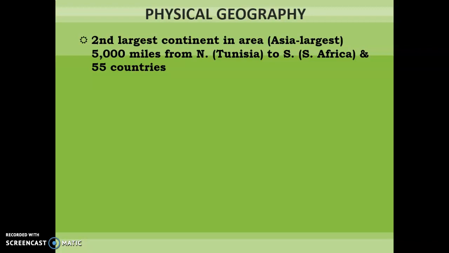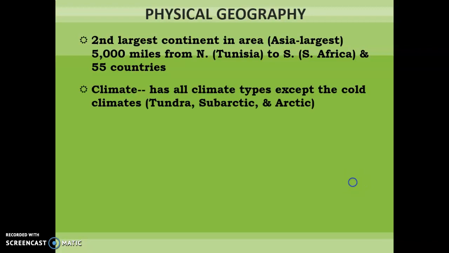All right, so let's talk about the physical geography of Africa. And again, we are big, broad scoped. We're not going to get too specific. But Africa is the second largest continent in size. Asia is the largest when we're talking about area in square miles. And it's really taller than it is wider. From the north in Tunisia to the south, or South Africa, it's 5,000 miles long, and there are 55 countries.